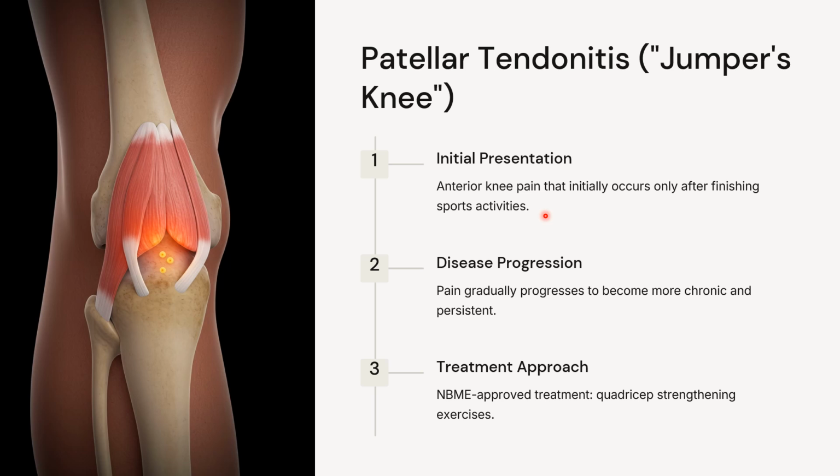Why should it occur only after the sports activities and not during the sports activity? This is because of the way tendons adapt to and recover from activity. The tissue damage that builds up over time may not show immediate symptoms during the activity itself, but inflammation and pain often become apparent after the body has had time to cool down and the stress on the tendon accumulates. With time, it will gradually progress to become more chronic and persistent. So now the treatment is aimed at strengthening the tendon as well as the muscle. Therefore, quadriceps strengthening exercises is the treatment.